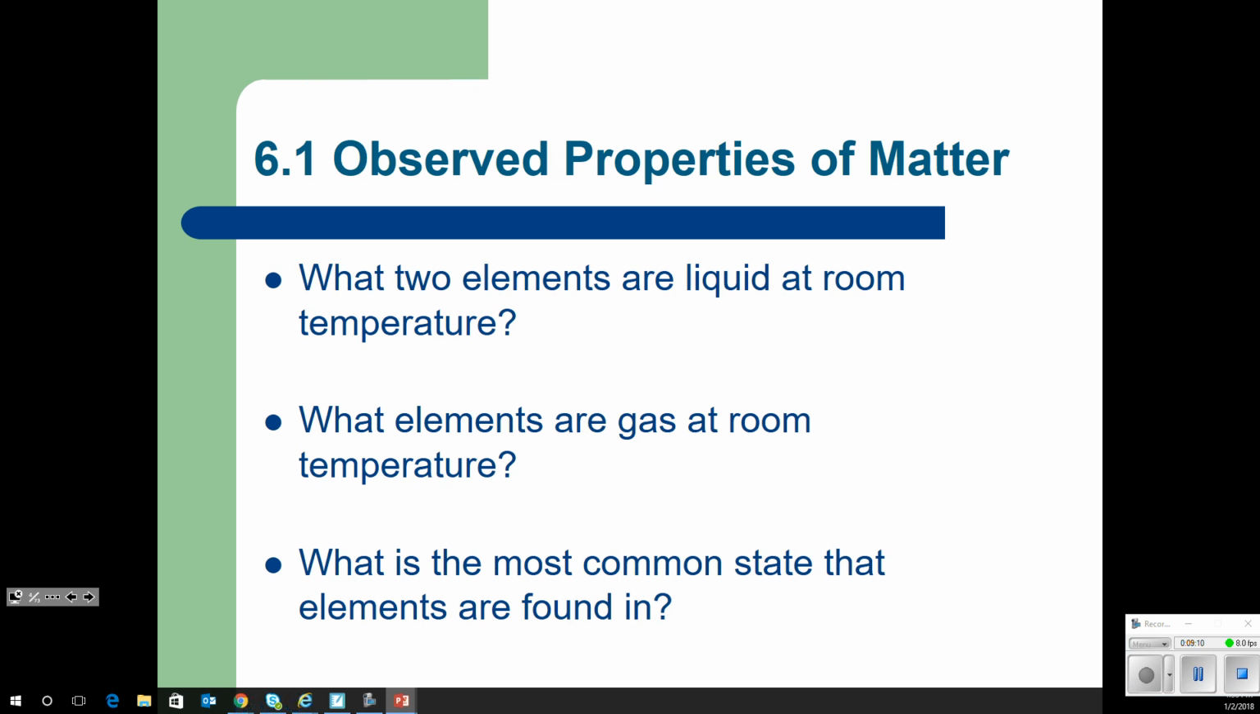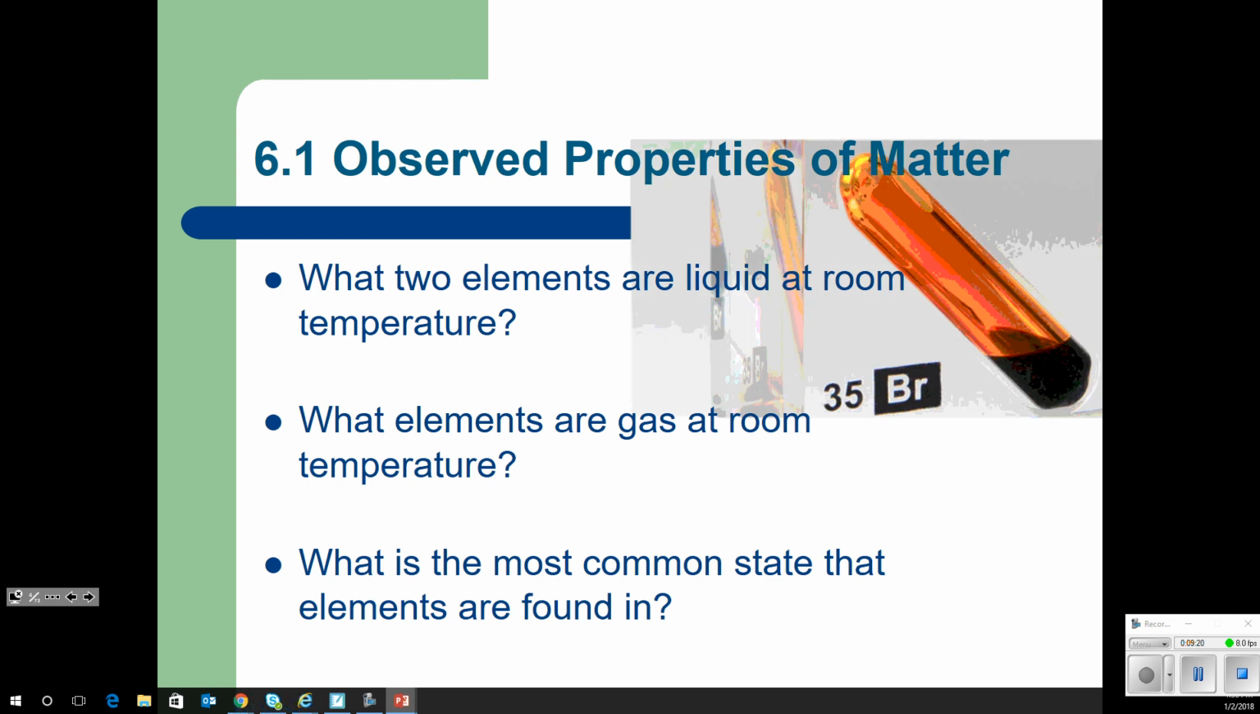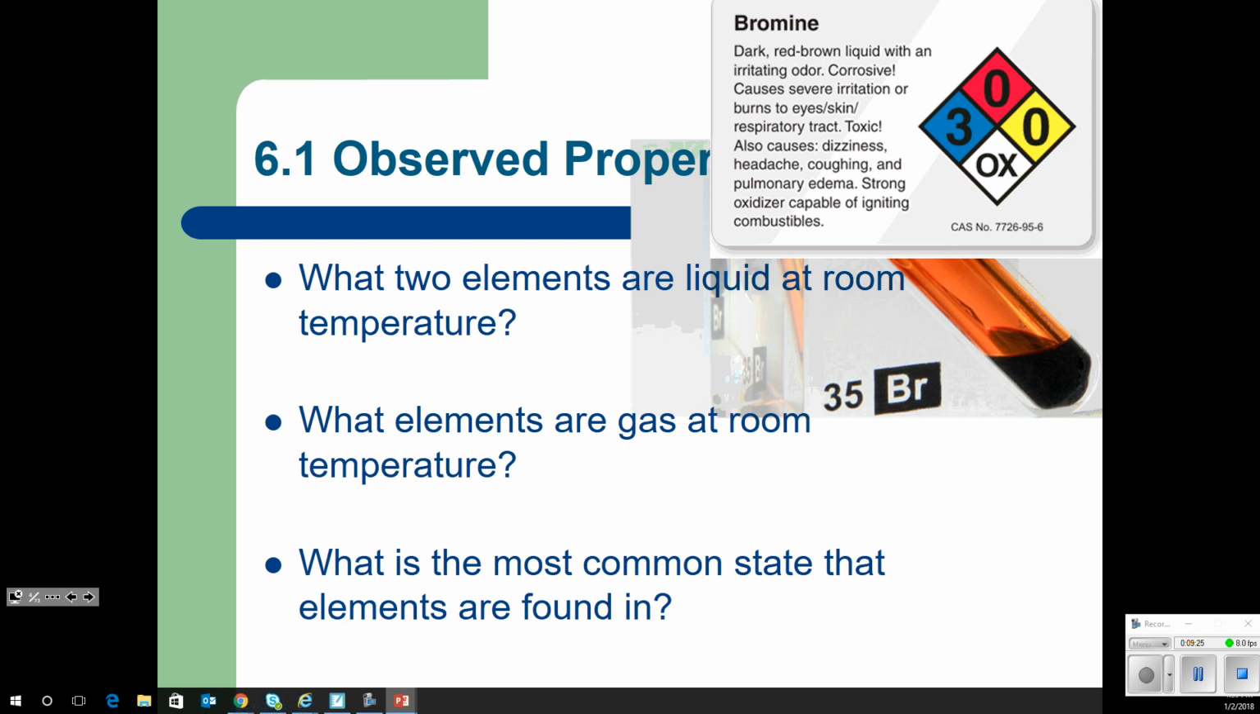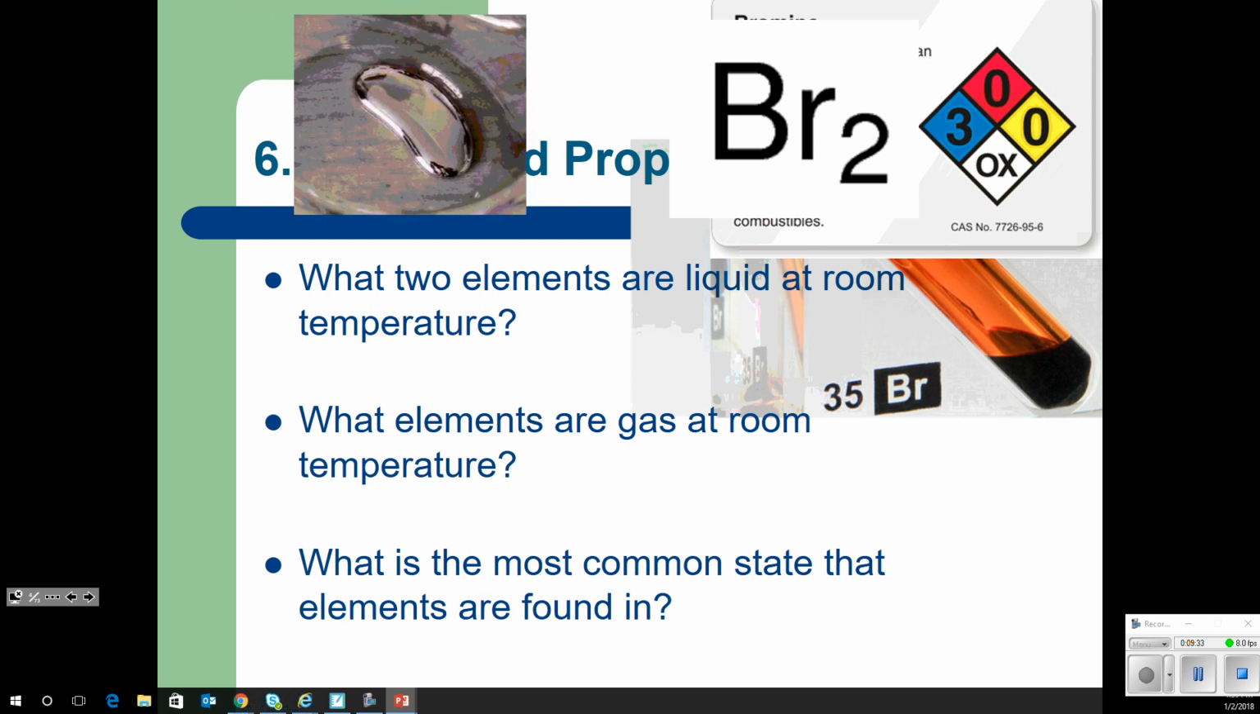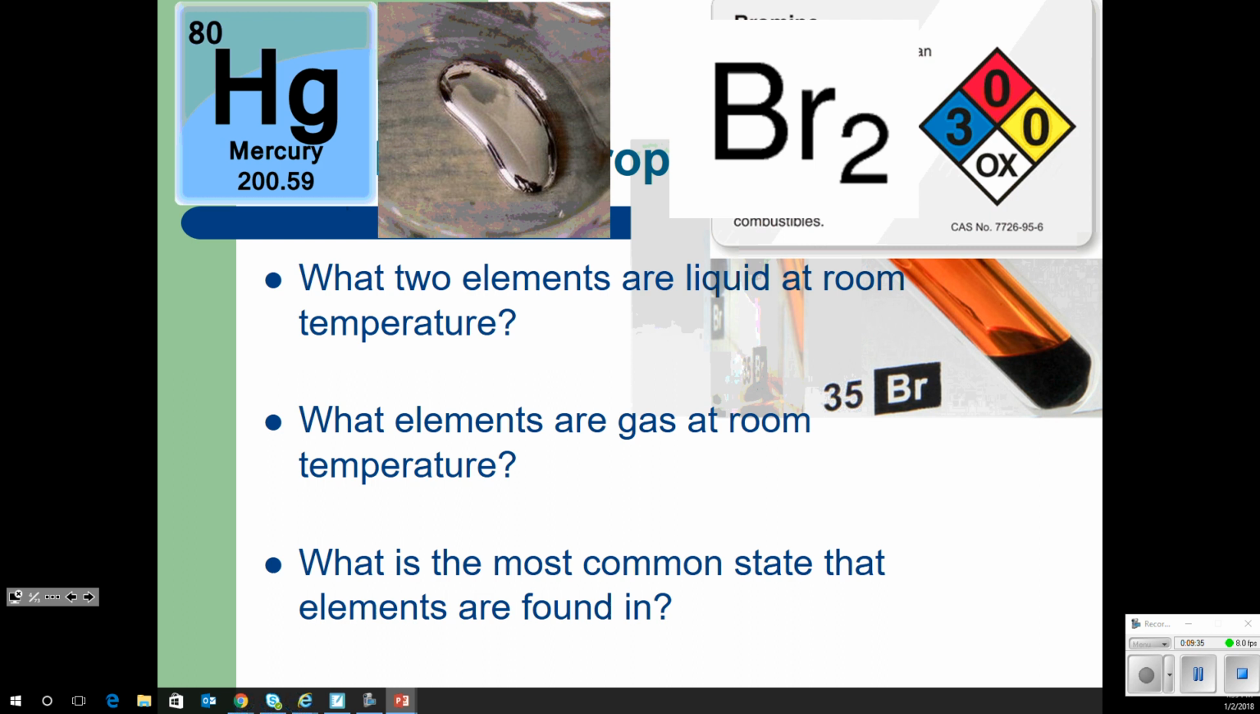These are some things that we've already talked about. But who can remember what 2 elements on the periodic table are both liquid at room temperature? Yes? Mercury and bromine, you're right. Bromine is a red-brown liquid at room temperature, and it is corrosive and causes serious problems. It is one of our diatomics. It hangs around in pairs. And the other one is mercury. Mercury is that silver, also known as quicksilver, and it also causes health problems.